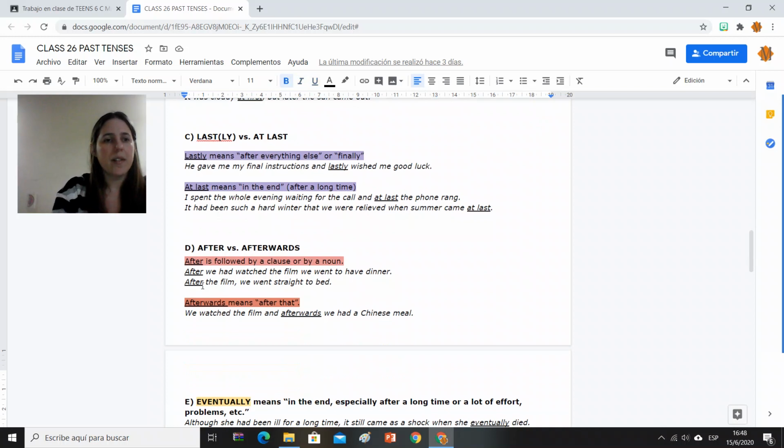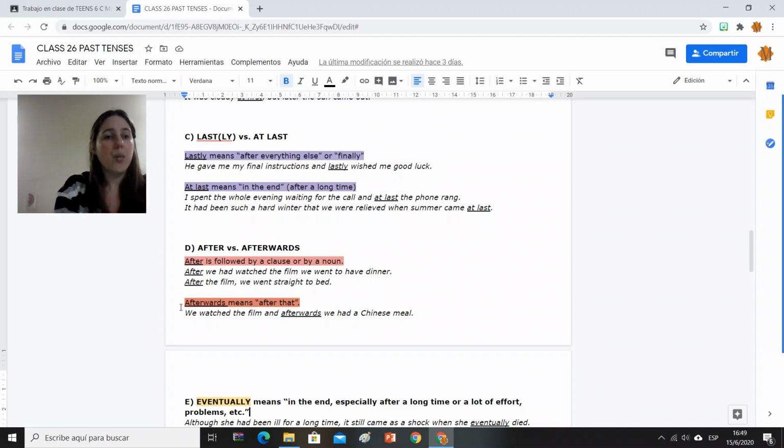After and afterward. After is followed by a clause or by a noun. Es decir, después de after necesito otra clause o un sustantivo. After we had watched the film, we went to have dinner. ¿Sí? After the film, we went straight to bed. Es decir, después de after o tengo una clause, una mini sentence o un sustantivo.